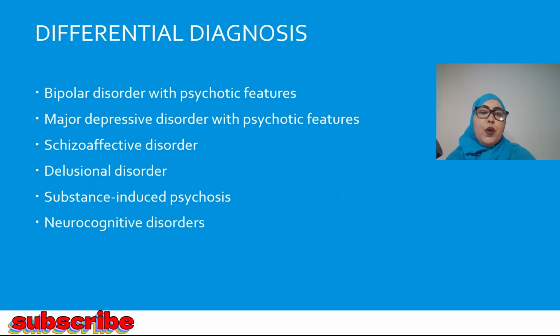Differential diagnosis includes bipolar disorder with psychotic features, major depressive disorder with psychotic features, schizoaffective disorder, delusional disorder, substance-induced psychosis, and neurocognitive disorder. Those are the differential diagnoses that mimic schizophrenia. So you have to rule these out first, and then you can know this is schizophrenia.